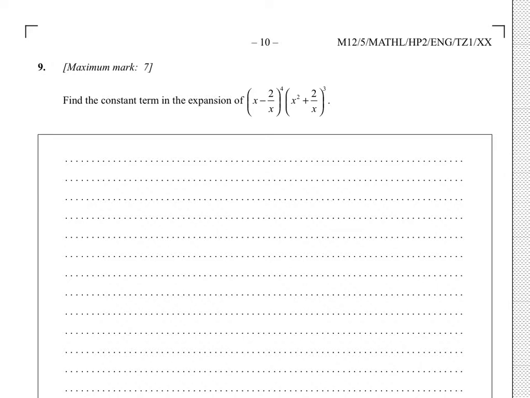This is May 2012, paper 2 time zone 1, and it is question 9, a question all about binomial expansion. Find the constant term in the expansion of (x minus 2 over x)^4 times (x squared plus 2 over x cubed).